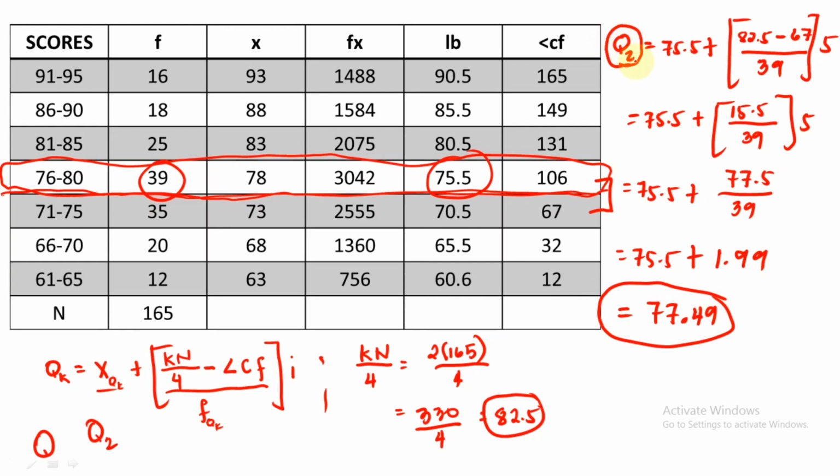Remember, quartile sub 2 and the value of the median are equal. So let us look at our previous video about the median. The same value, 77.49. The median is equivalent to quartile 2. Okay, that is 77.49.